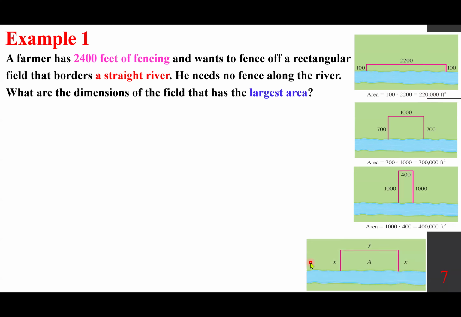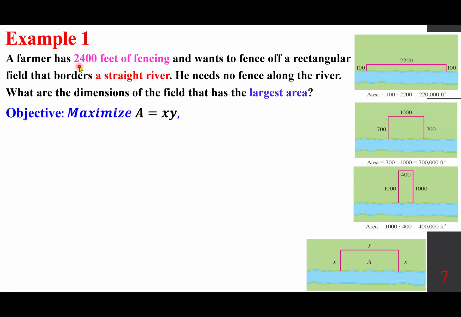You draw and you define your variables. The width is x, the length is y. You want the largest area. You want to maximize the area, A equals x times y. We have 2,400 feet of fencing. That is the constraint. That's the restriction.